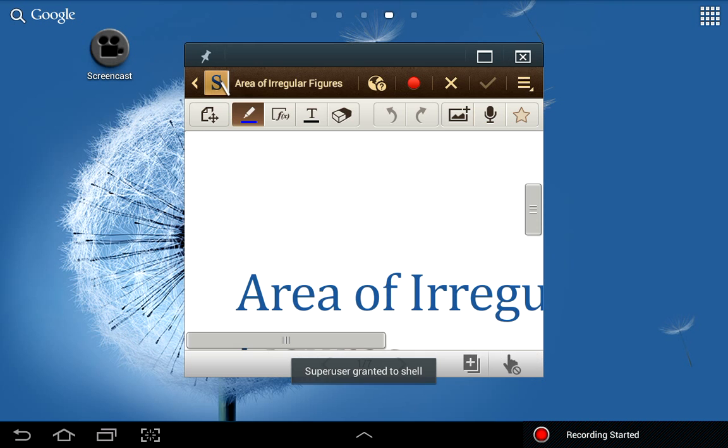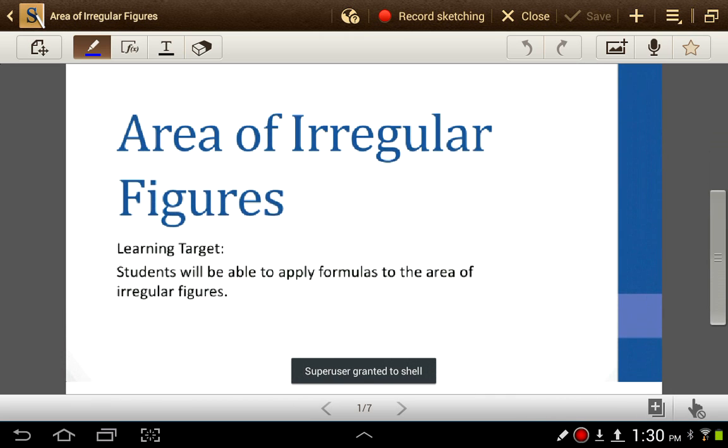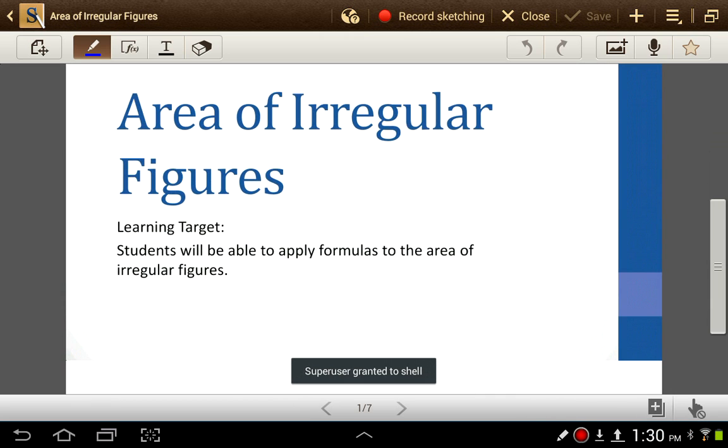Okay, here's our area of irregular figures video for today. Our learning target for today is that you'll be able to apply formulas to the area of irregular figures. So we're going to take the formulas that we learned yesterday with triangles and parallelograms, and use them to find the area of irregular figures. And I'm going to give you different variations of how you might see irregular figures.